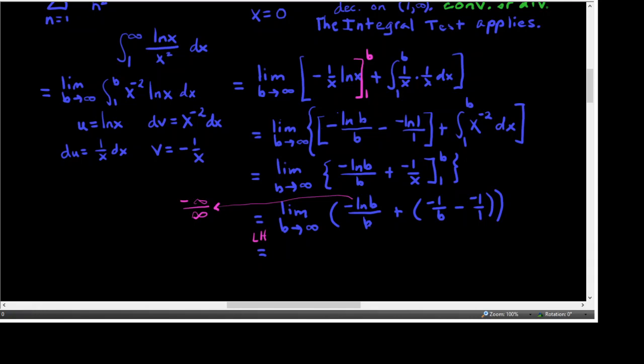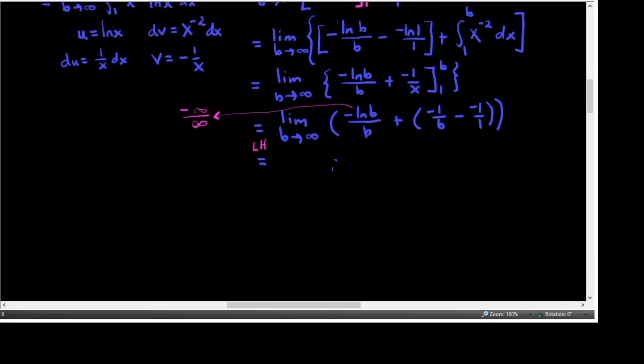So by L'Hopital's rule, that will become the limit as b approaches infinity, and the derivative of negative natural log of b is negative 1 over b, and the derivative of b would be 1. We're treating b as if it were x.